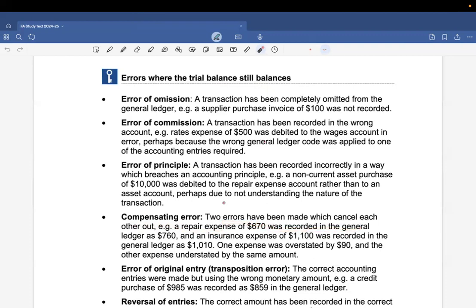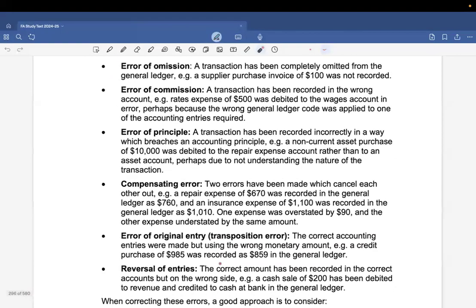Example given here is a rent repair expense of 670 that was recorded into the general ledger, meaning the main ledger. And an insurance expense of 1,100 was recorded in the general ledger as 1010. While one expense was overstated by 90, the other expense is understated by the same amount, so they would tally out each other.